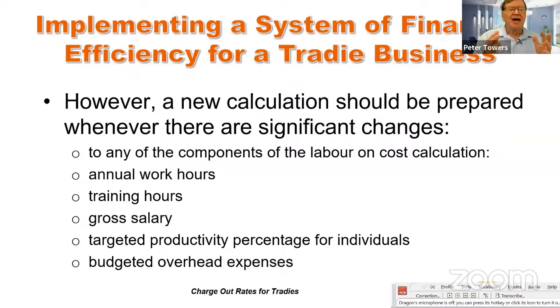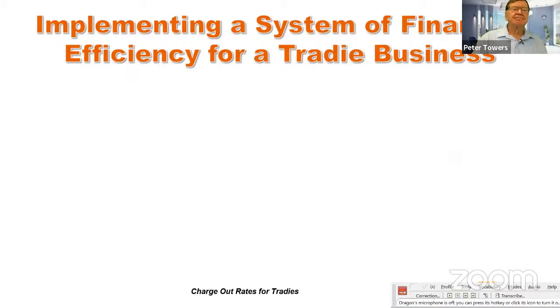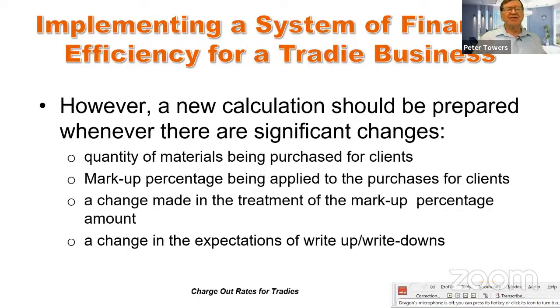Now, these might occur in any of the components of the labour on-cost calculator: annual work hours, training hours, gross salary, targeted productivity percentage for individuals, budgeted overhead expenses. Quantity of materials being purchased for clients, the markup percentage that's being used. Any change made in the treatment of the markup percentage, and a change in the expectation or the policy relating to write-ups and write-downs.